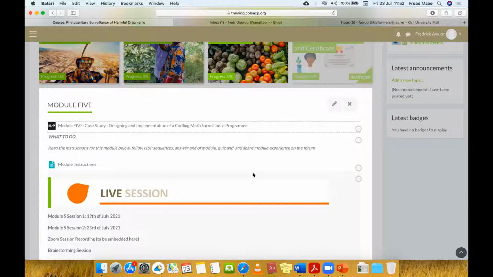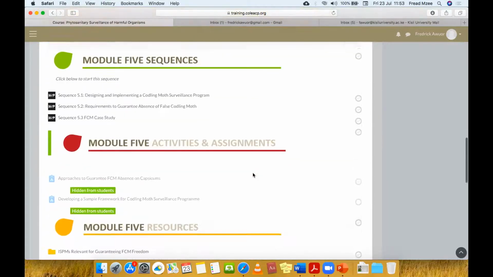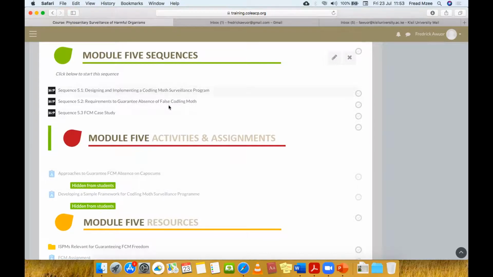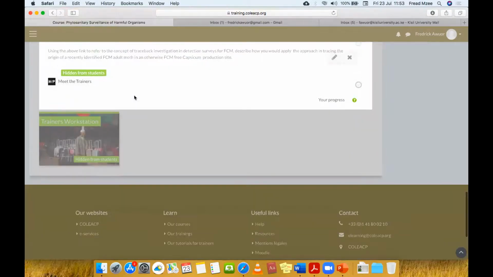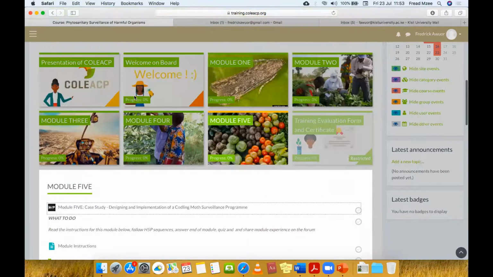So we needed to use that as a case study here, and that's what you've been discussing today and have had interaction in. And of course there are a few questions in the sequence that you were supposed to have interacted with. That is the whole package of the course of the training that you were delivered. So that marks the end of this session.